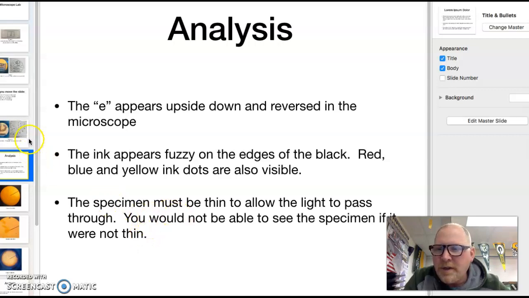So if we didn't have a very thin piece of paper, and it wouldn't allow the light through, it would be very difficult for you to see. If you had thicker paper, it would not work out so well.